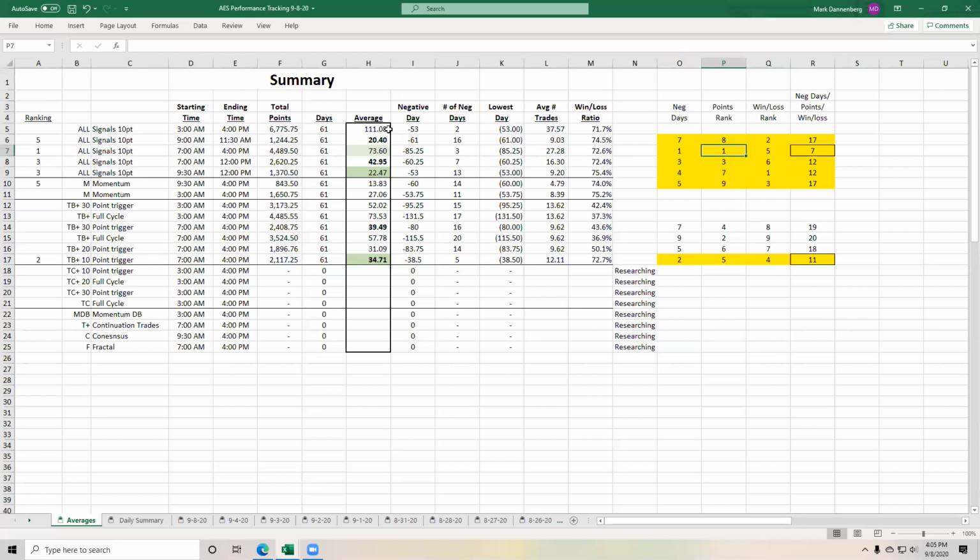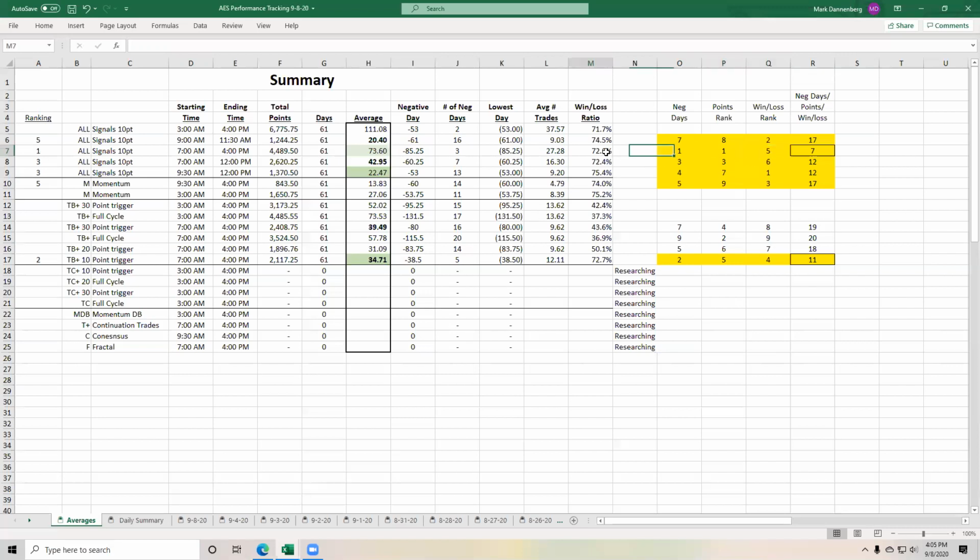Now you do see one up here that's higher than that, but I'm not counting anything prior to 7 a.m. That's a 3 a.m. category. So anything that starts at 7 a.m. or after, that's the best point production. And in terms of win-loss, it ranks number 5.